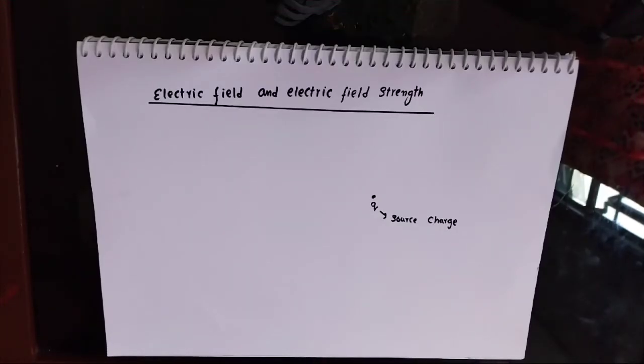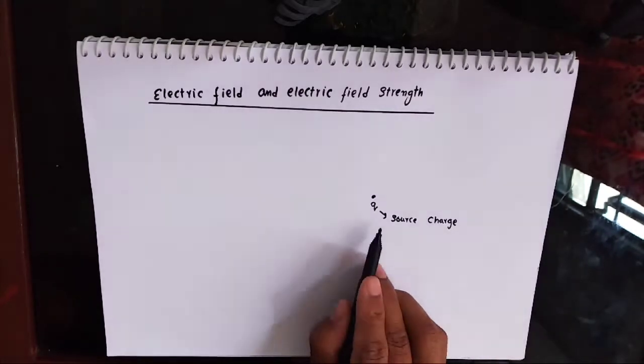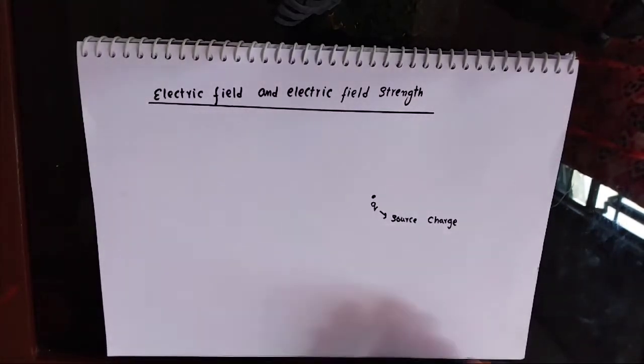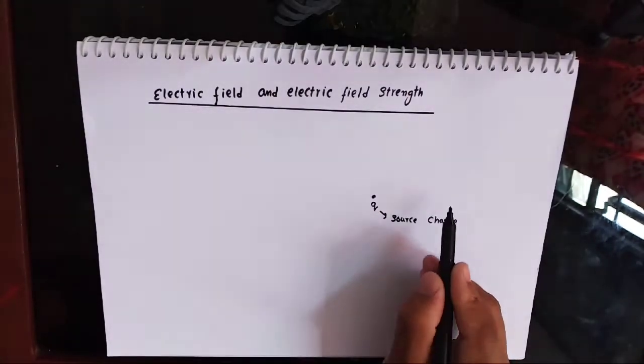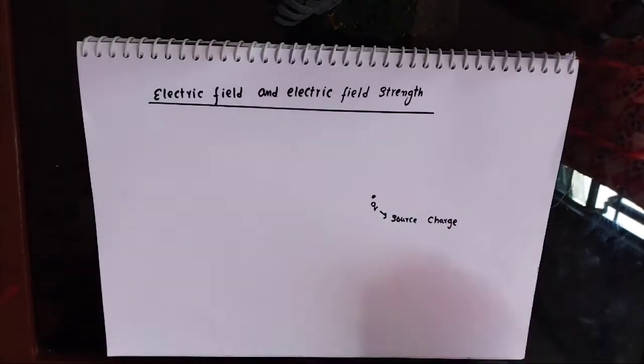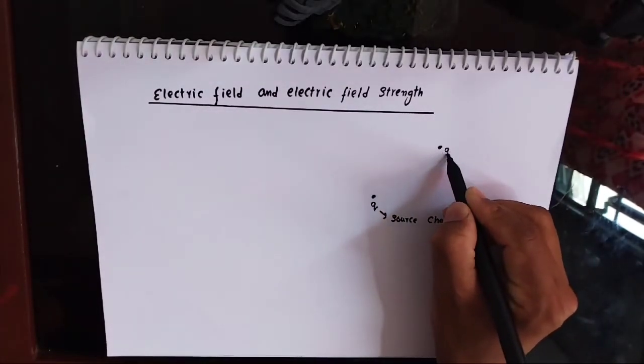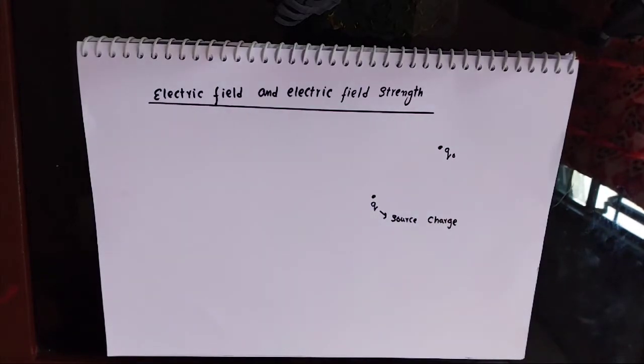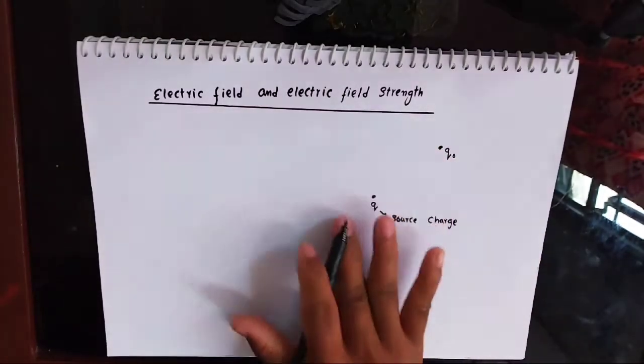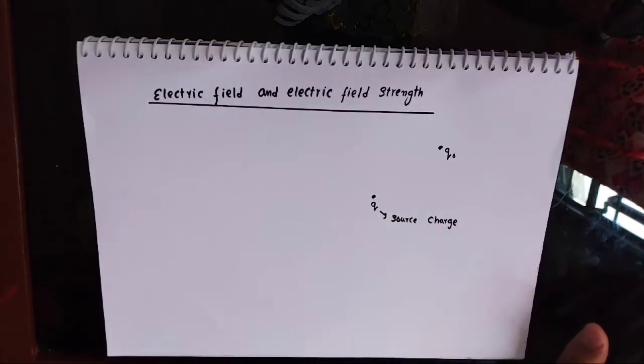Hello everyone. The topic that we will be discussing is electric field and electric field strength. Suppose we have a charge Q, or we can say a source charge, and around this charge, if we bring another test charge, say Q naught, what will happen? It will experience an electrostatic force of interaction. So this region around a source charge is called an electric field.